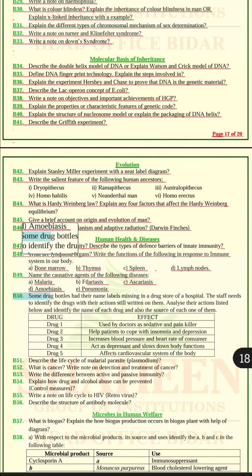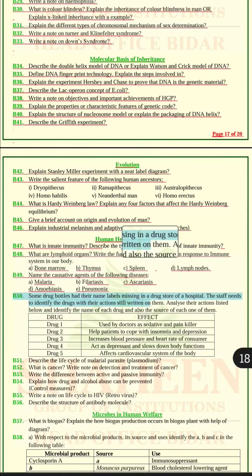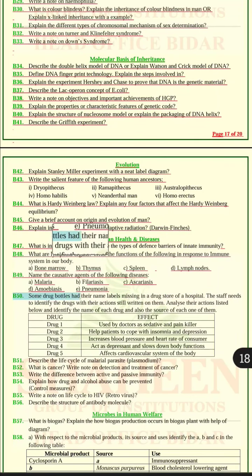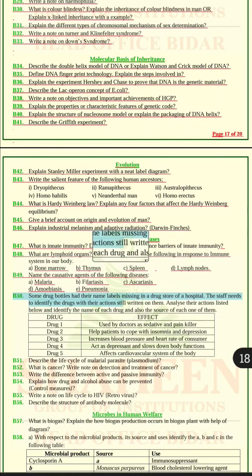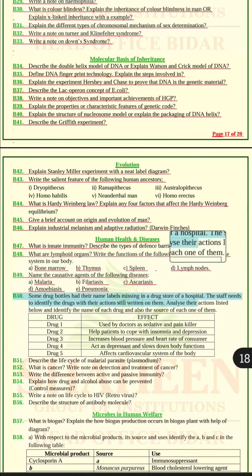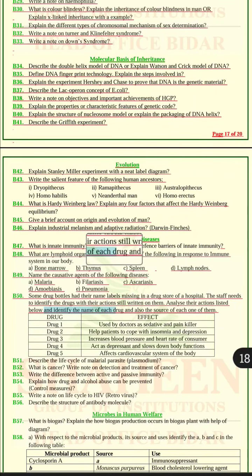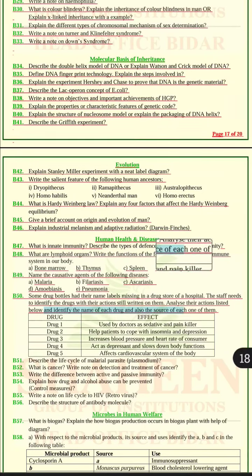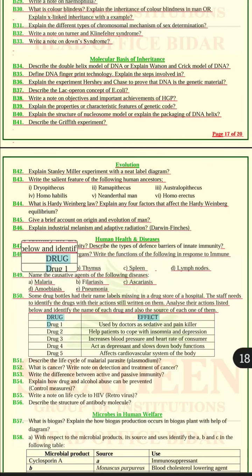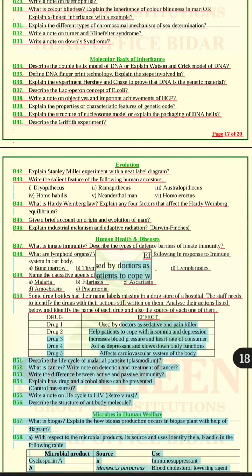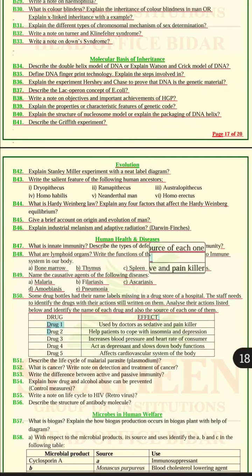Question number 50. Some drug bottles had their name labels missing in a drug store of a hospital. The staff needs to identify the drugs with their actions still written on them. Analyze their actions listed below and identify the name of each drug and also the source of each one of them. First one is drug 1, and this effect is used by doctors as a sedative and a painkiller.